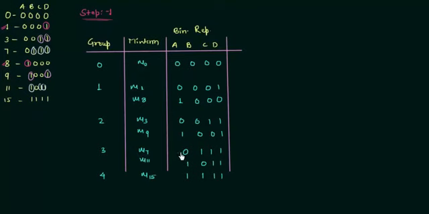So this is what we have to do in step number 1. We have to form these groups depending upon the number of ones in the binary representation of the min terms. In step number 2 we are going to use this table and we will fill another table. So in step number 2 we will have to make another table, and that table will be the same, and we will fill that table depending upon this table, which we will see shortly. So let's make the table quickly.